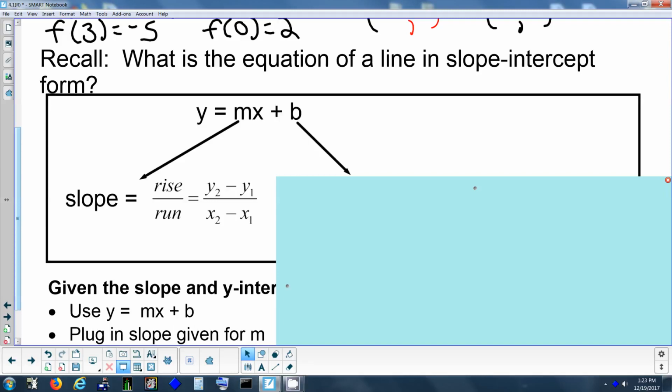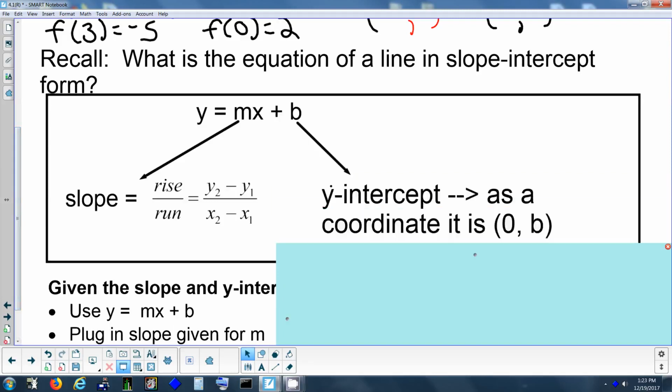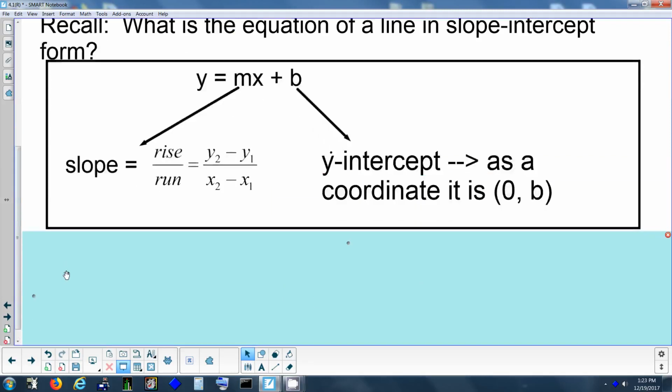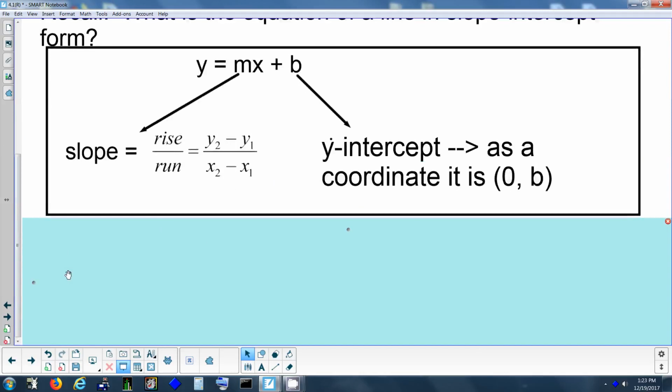Savannah, what does the B stand for? Y-intercept. We know it's y-intercept. So if we're doing y-intercept as a coordinate, if we have whatever coordinate has 0 with it, the other number is your y-intercept. Now you may be able to find it based on a graph, but whenever we're doing this stuff, we're always going to give you one coordinate that has 0 in it. Whatever the other number is, that is your y-intercept.